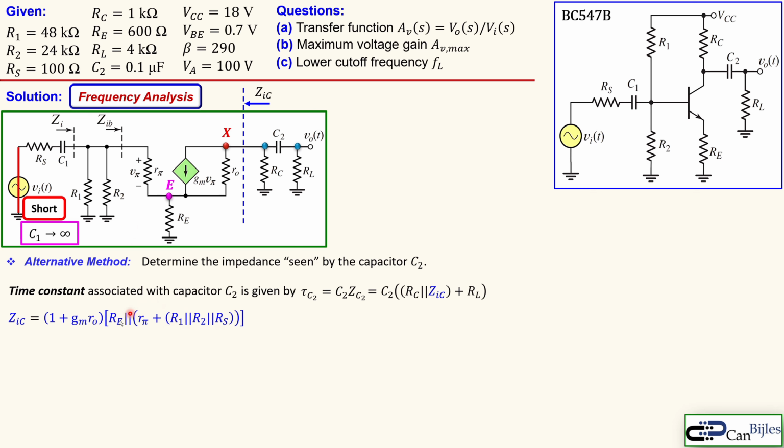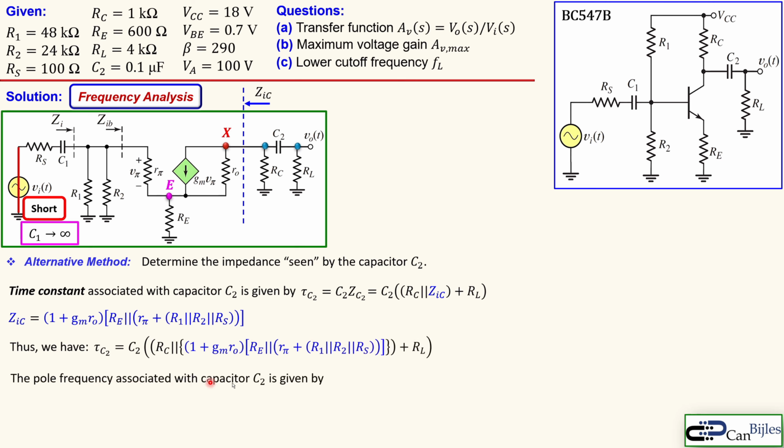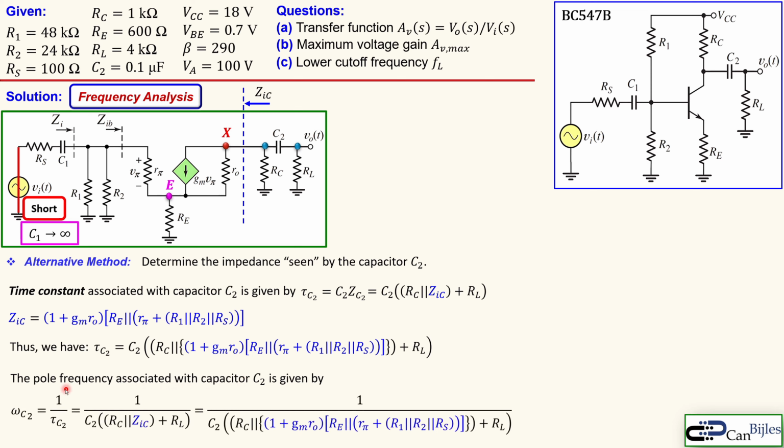And of course that is again parallel to RE. And that will be multiplied by this expression, this part, which is then the ZIC, that will be then here. Now thus we have this following time constant expression. You see here now the tau C2. Now the pole frequency associated with this capacitor is given by this expression. So pole frequency is 1 over the time constant, so 1 over that, and that's this one.